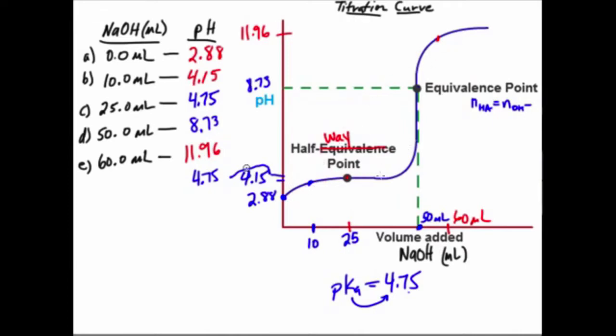This weird curve comes from the fact that we create a buffer system. As soon as that strong base touches that weak acid, it creates a buffer, and that buffer is what maintains the pH at around this area. It keeps it about the pKa value of our weak acid. So whatever our weak acid's pKa is, that is what's going to be very closely dominating that buffer system.